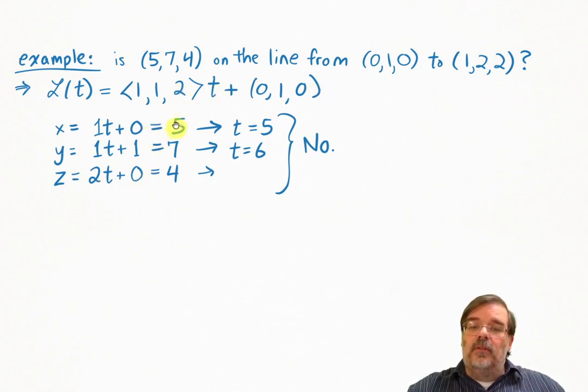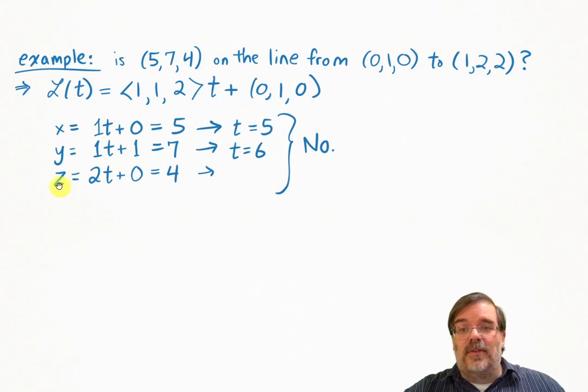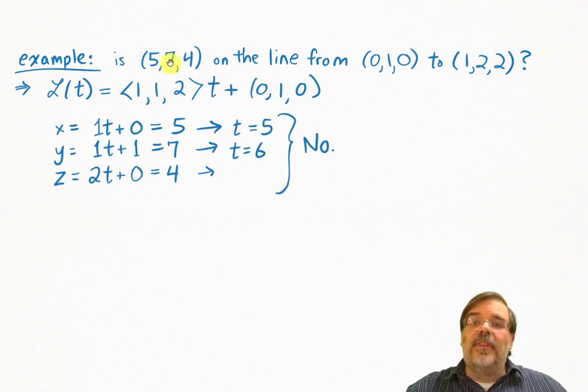Set those equal to the components of your point, 5, 7, 4. When you start solving these, the first equation, as soon as you simplify it, you get the answer for t. It's t equals 5. The second equation, you get t equals 6. And already at this point, you can stop. There is not a consistent value. It doesn't matter what the t value is for z. Already, x and y disagree. So in this case, the answer is once again no, this point is not on this line.